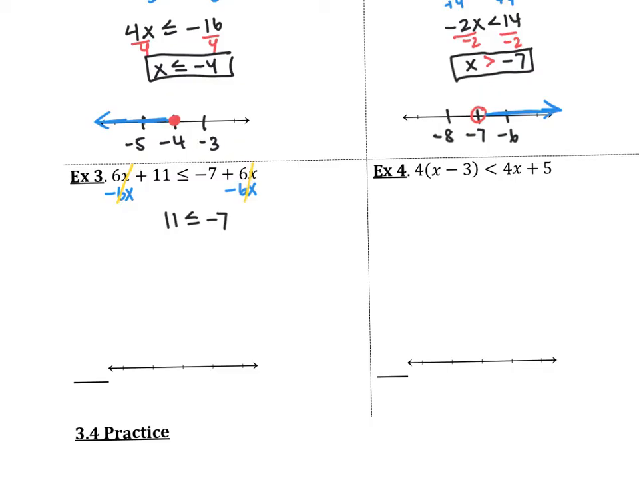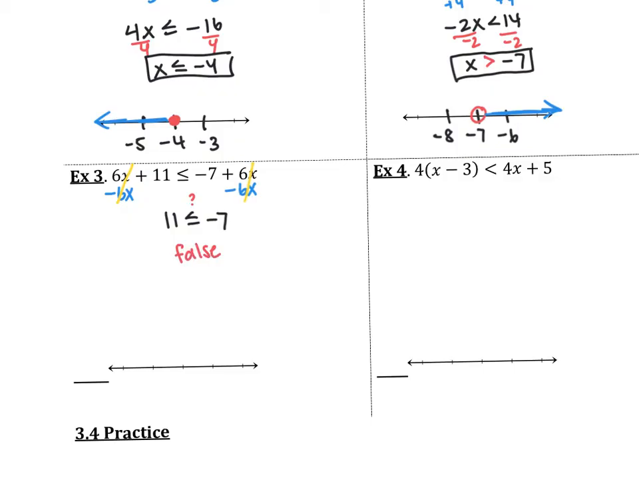Okay, so I have no x left, so I can't really solve for it. So this is an unusual situation. So I'm going to look at the final statement I have right here. This says 11 is less than or equal to negative 7. This is either going to be true all the time or never true. And that's going to tell me what kind of a solution I have. So is 11 less than or equal to negative 7? No, 11 is not lower than negative 7, and it's definitely not equal, so this is false.